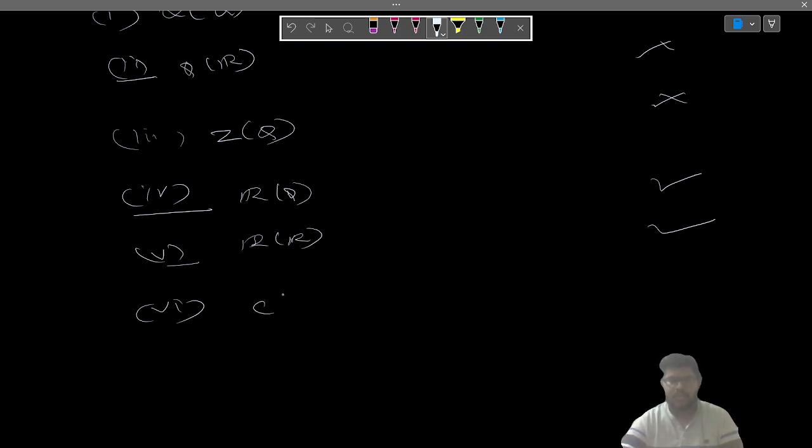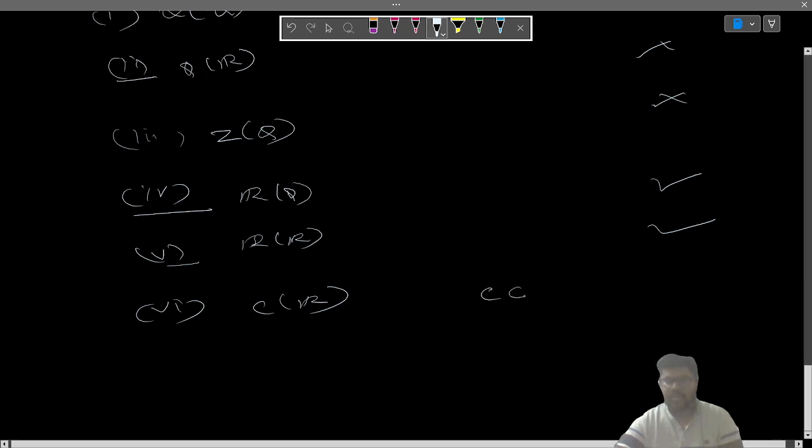C over R, not defined. Huh? C over R, sorry, C over R is again a vector space, because R is contained in C.